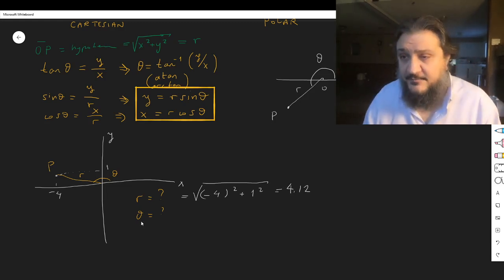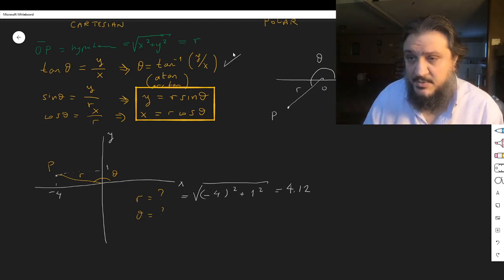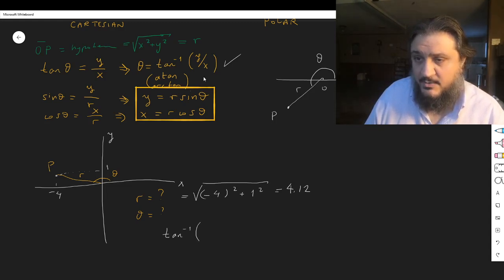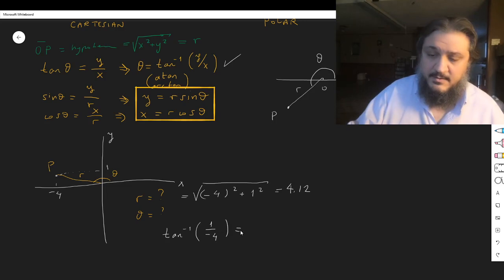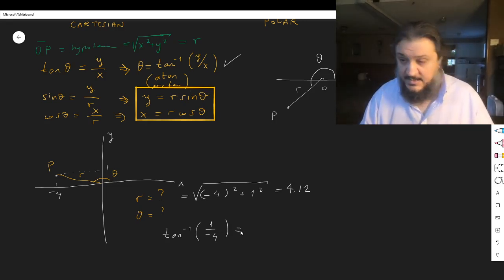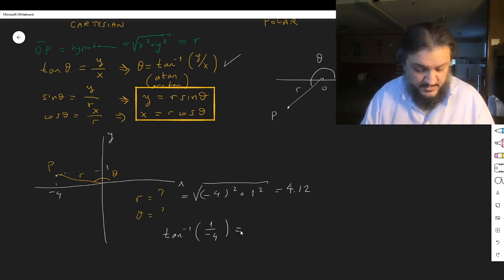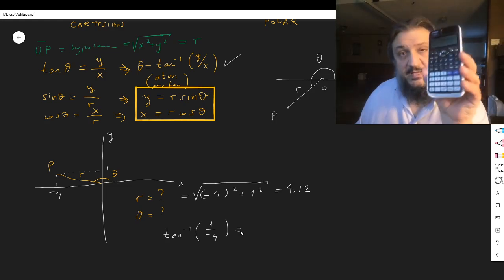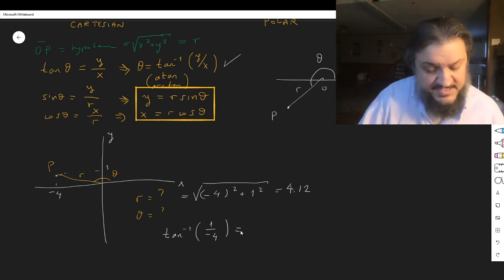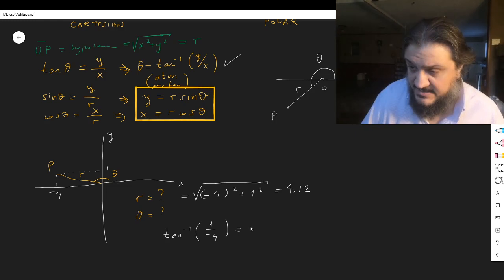Now, if you go back to the formula I just wrote here, let's see what we get. Imagine you find the arctangent of y over x, which would be 1 divided by negative 4. Okay, so let's do it. Shift arctangent negative 1 over 4. Okay, so you get negative 14.04. Okay, negative 14, let's say.